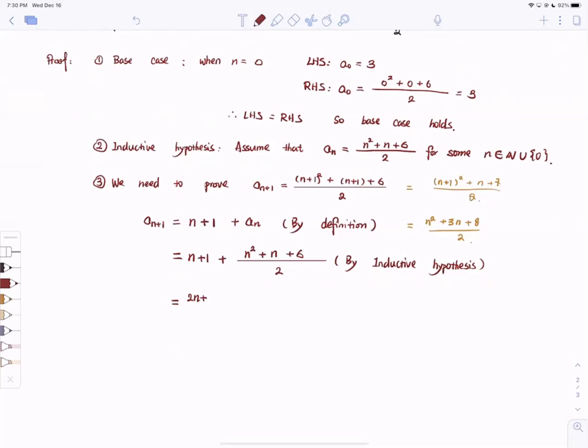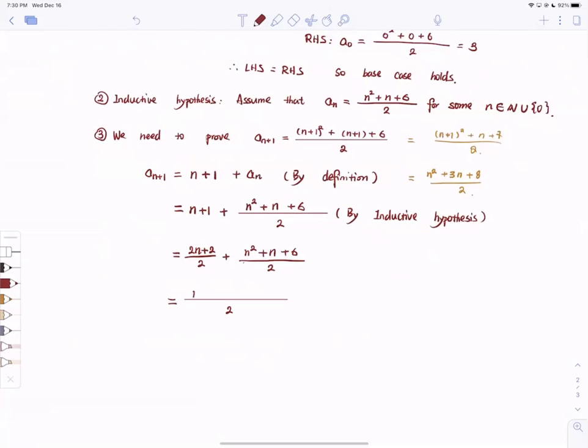So 2n plus 2 over 2 plus n squared plus n plus 6 over 2 equals 2n. So something over 2, which is n squared plus 3n plus 8, which equals 2.